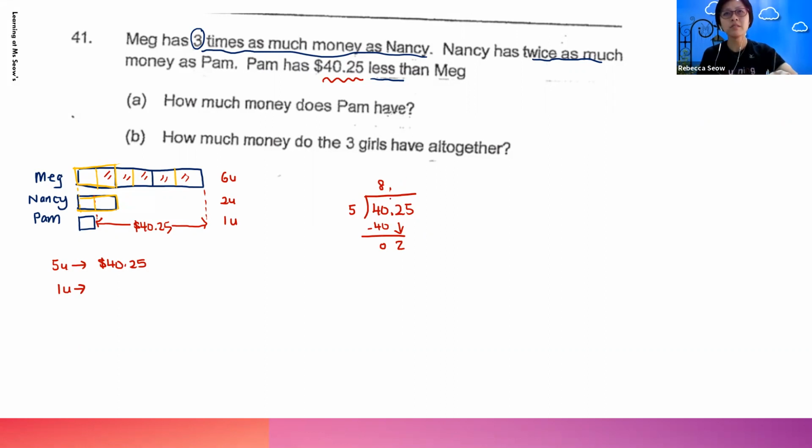0 times 5 gives me 0. And I bring down another number, 5. And 5 times 5 gives me 25. That leaves me with my answer for 1 unit. So this is how I divide a decimal by a number. Whatever numbers I bring down in the long division working, I do not bring down the decimal point. So just take note of that.